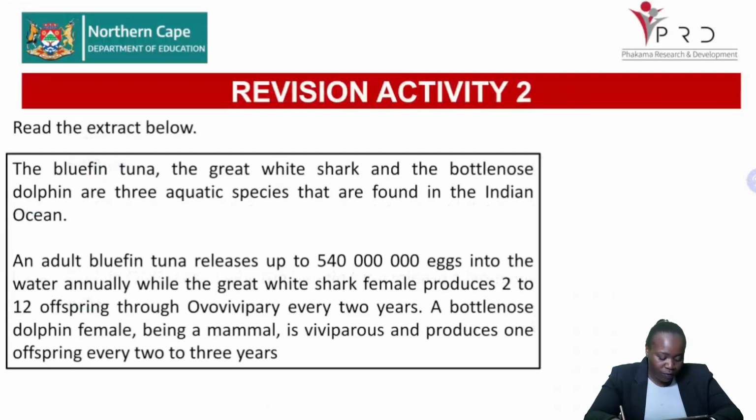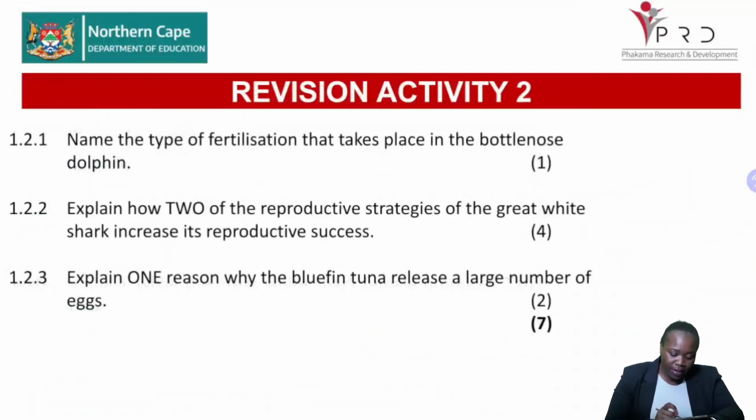The bottlenose dolphin female, being a mammal, is viviparous and produces one offspring every 2 to 3 years. Okay. And then we have questions here. 1.2.1. It says, name the type of fertilization that takes place in the bottlenose dolphin.